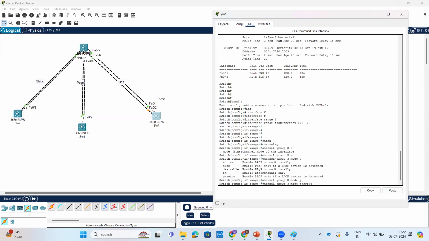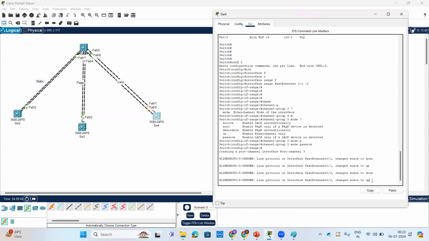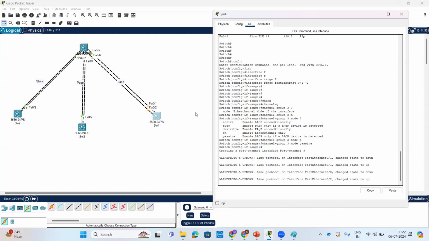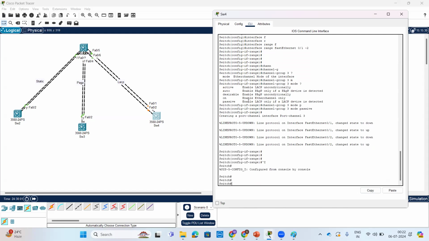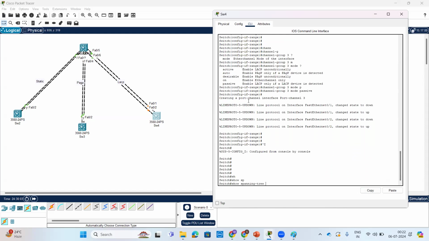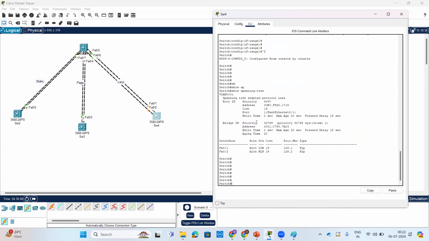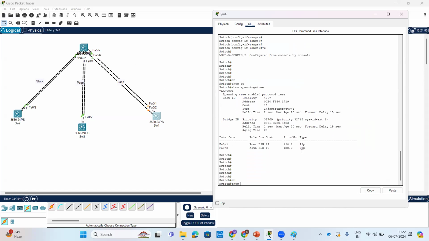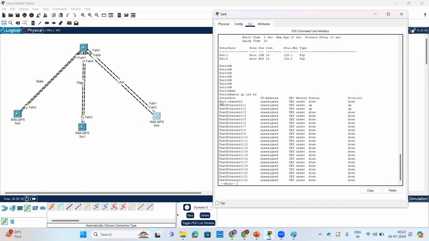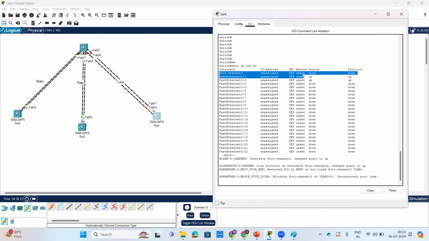See, interface is down. Still we have to wait for spanning tree, 30 seconds. Show spanning tree. Once the port is enabled, the port channel has not come up. Show the interface brief. See, channel group is configured. Still down. You can check here, down only. See, protocol interface channel status in spanning tree.